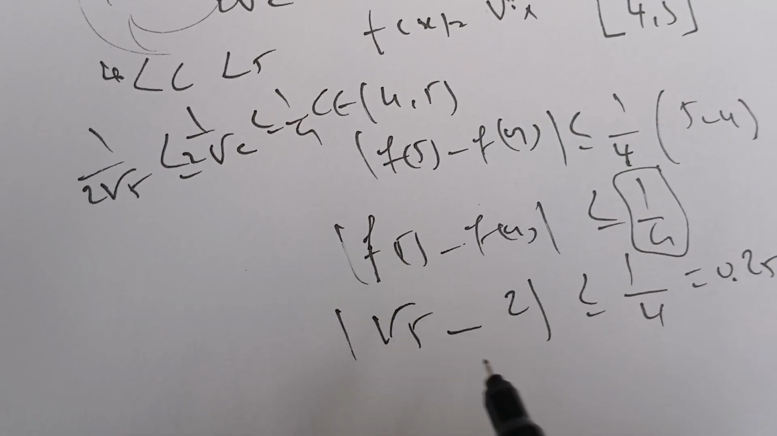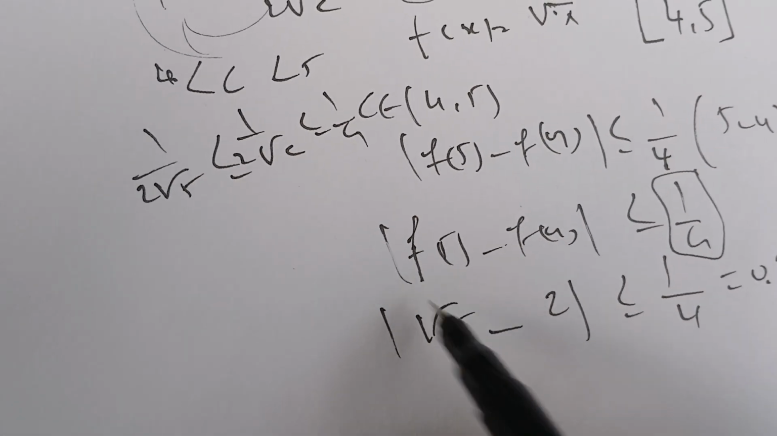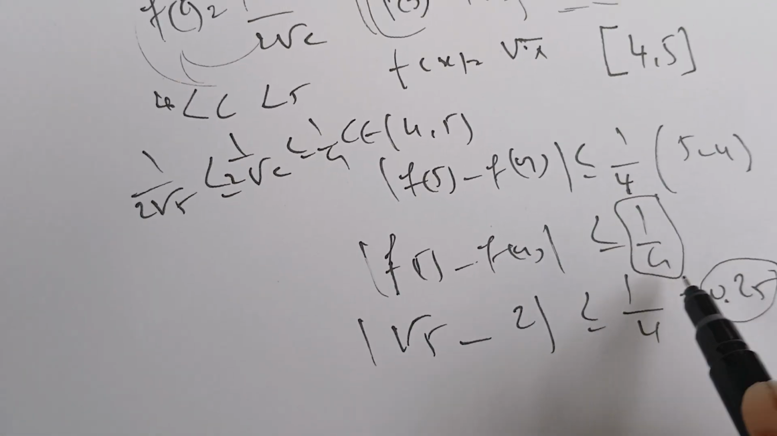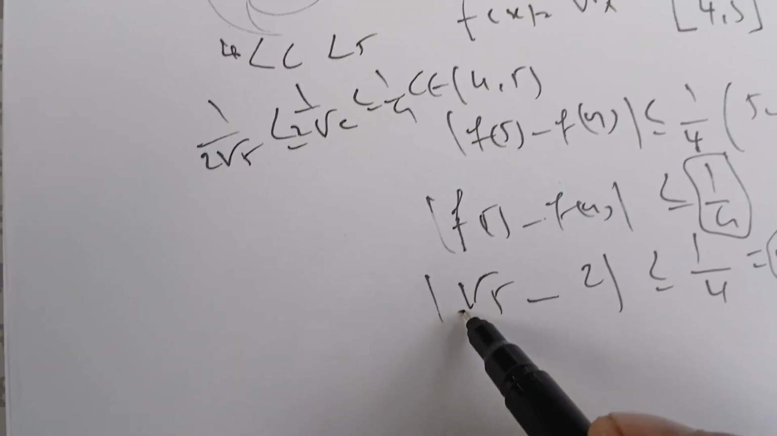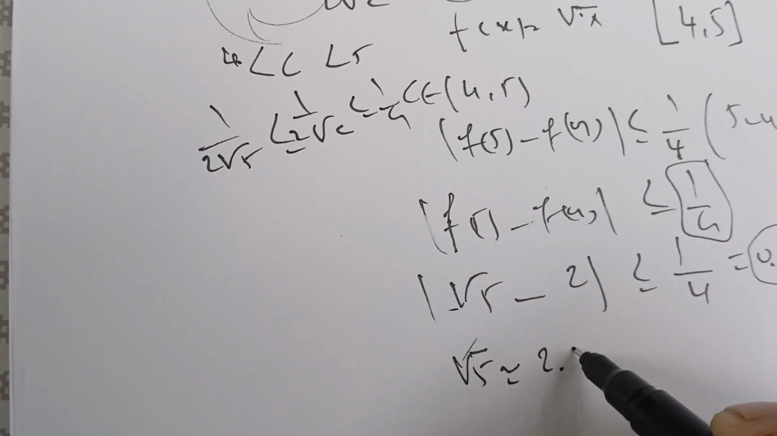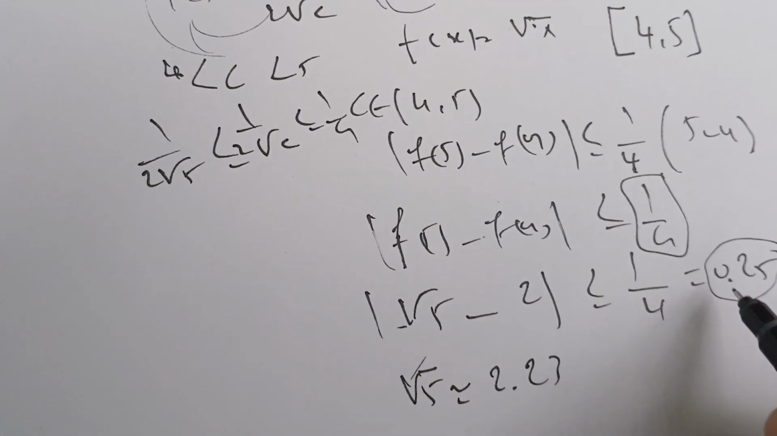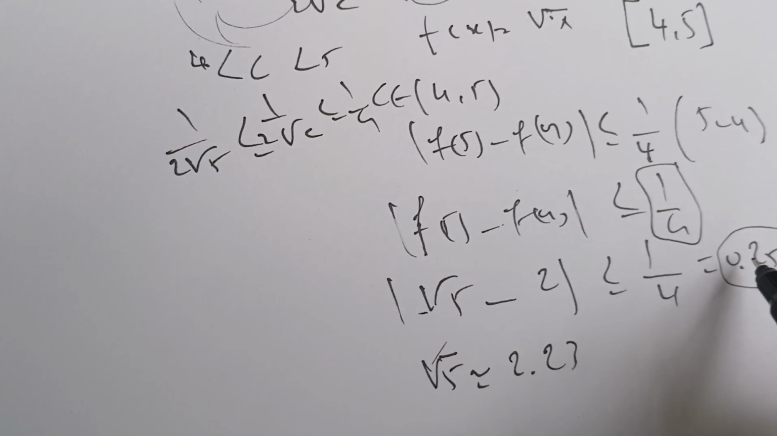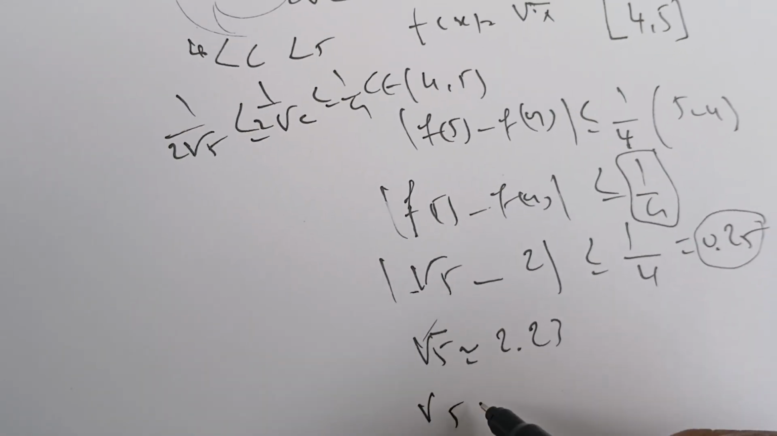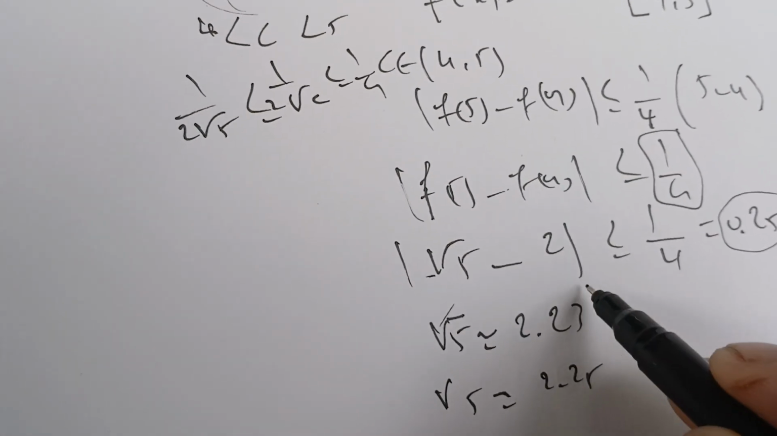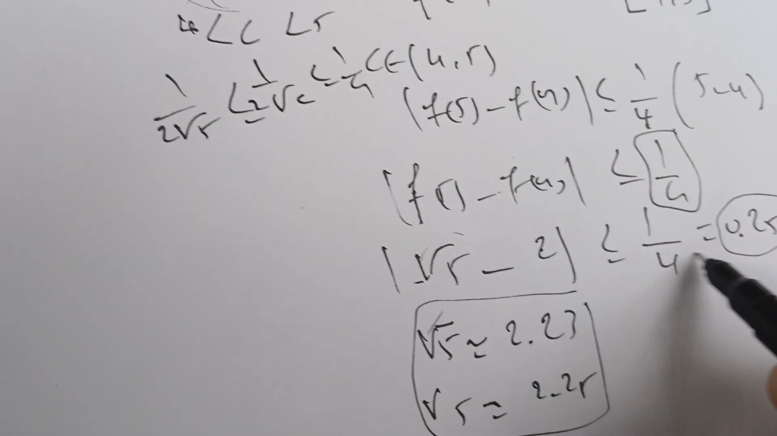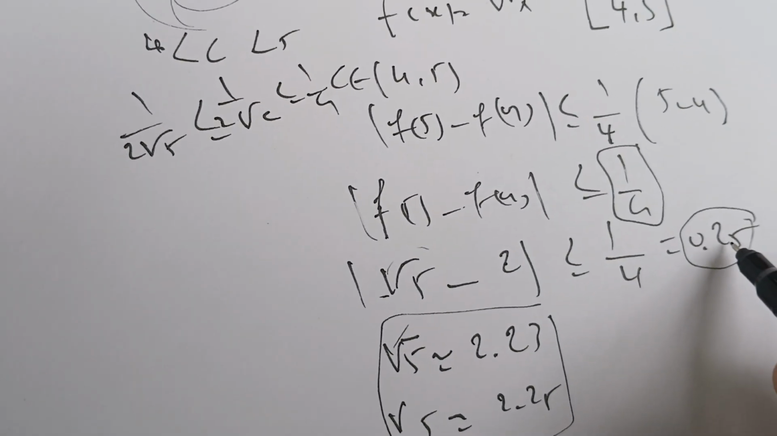Okay, we see here that when we approximate the square root of 5 by 2, the error here is at most 0.25. Because the square root of 5, as we see, is 2.23, and here we are close to the true value if we take this error into account. If we say that the square root of 5 is 2.25, we are very close to this value. Therefore, when we approximate the square root of 5 by 2, the error that we are making is at most 0.25.